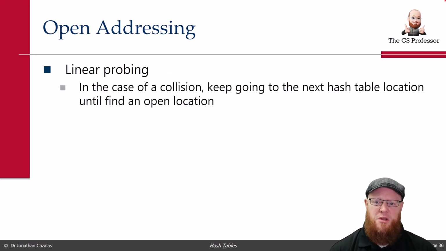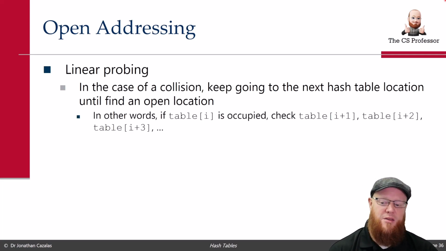If you have a collision at a particular index, simply look at the next index. You got a collision there? Look at the next one. Collision there? Look at the next one. Keep doing this. Even wrap around the array and go back to index 0 until you find an open location. So if table I is occupied, look at table I plus 1, then table I plus 2, table I plus 3, and so on.